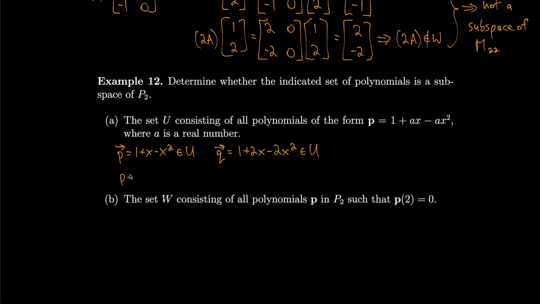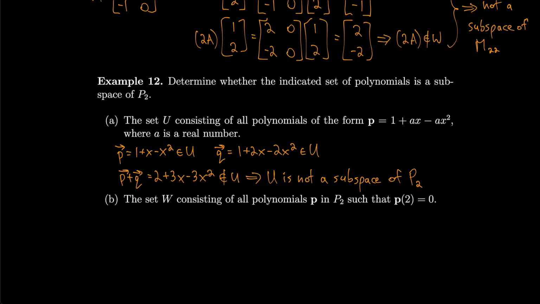Then notice P plus Q is equal to 2 plus 3x minus 3x squared. And that 2 is definitely not of the form 1 plus x minus x squared, so that's not in U. So U is not closed under addition, so U is not a subspace of P2. And remember, to show it wasn't a subspace, we just had to find any two polynomials whose sum wouldn't be in there, or any scalar multiple of a polynomial that wouldn't be in there.